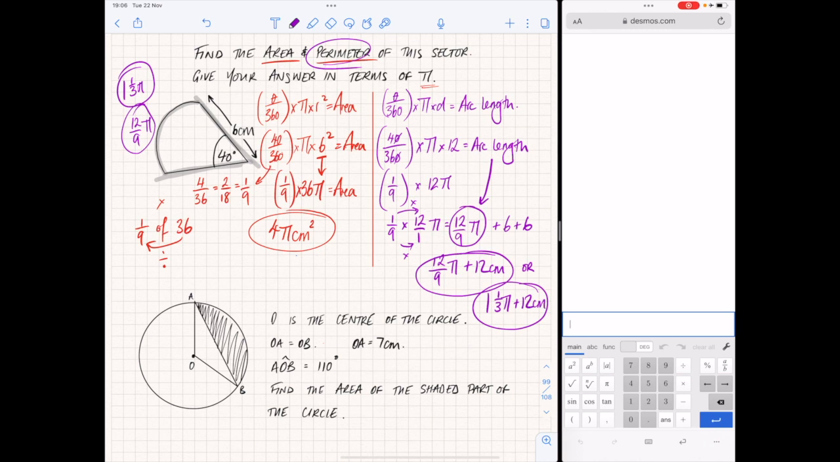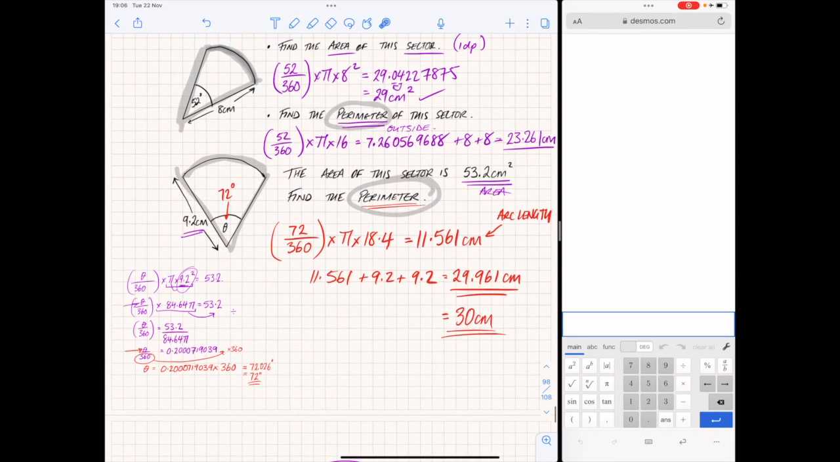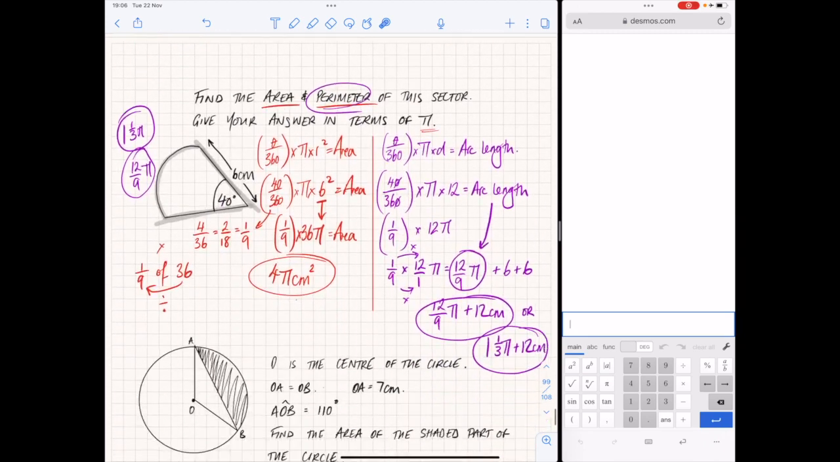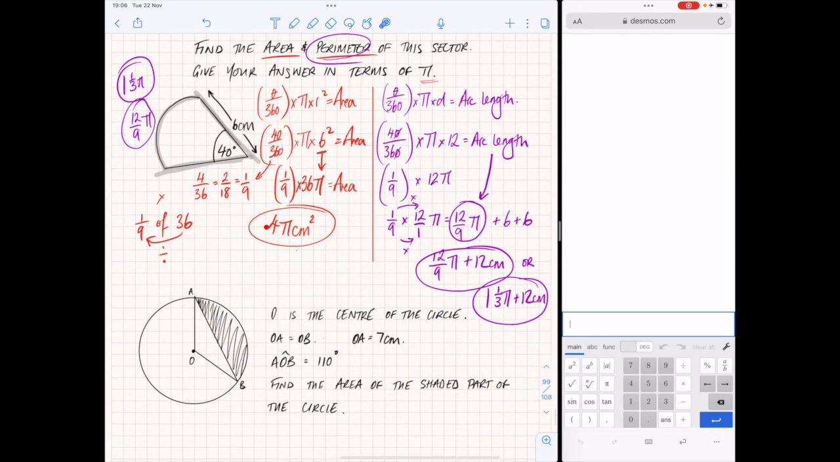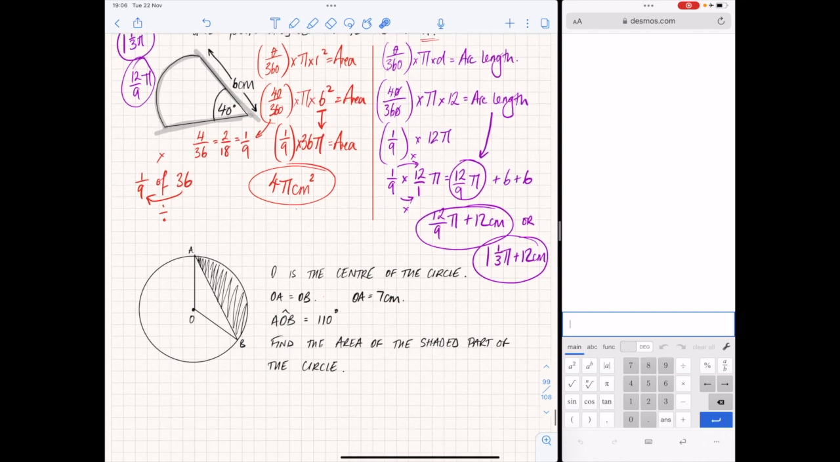So your final answer would just be either 12 over 9 pi plus 12, that's the perimeter, or 1 1/3 of pi plus 12. So the process is exactly the same as what we did up here. Okay, so for example here I could do 64 pi and then times that by that as well. But all you're doing here is you're just keeping it in terms of pi instead of writing the actual number.